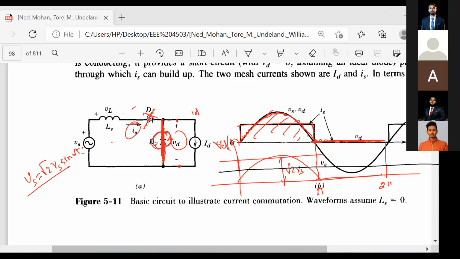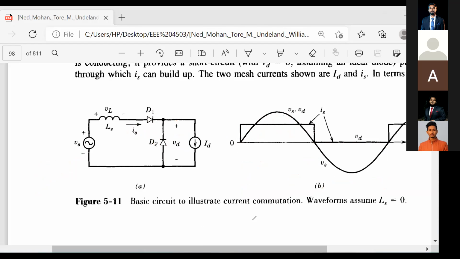0.45 Vs. Yes, good. This is for LS equal to 0. This is 0.45 Vs, right? We have already learned these things in our last class. Am I correct or not? Yes, sir. Okay, good. Now let us go down and see.